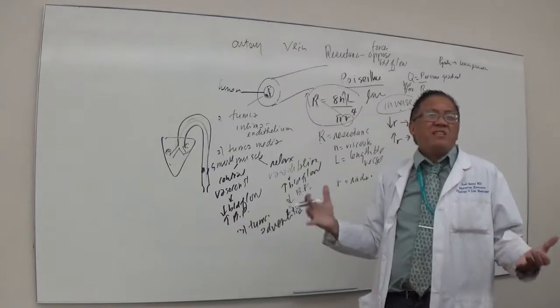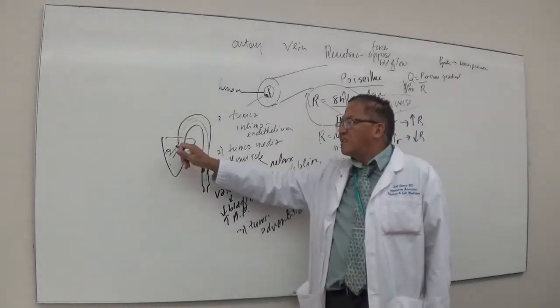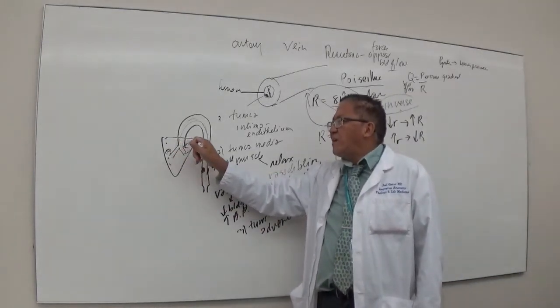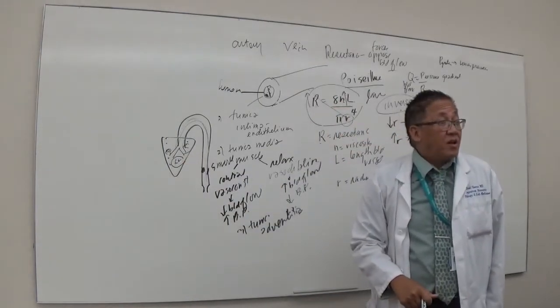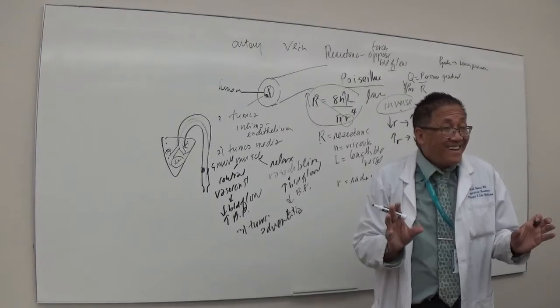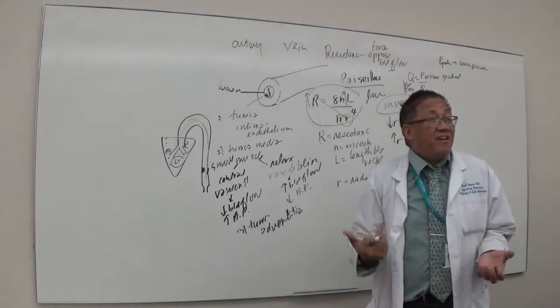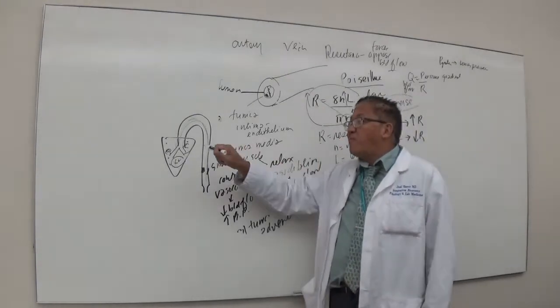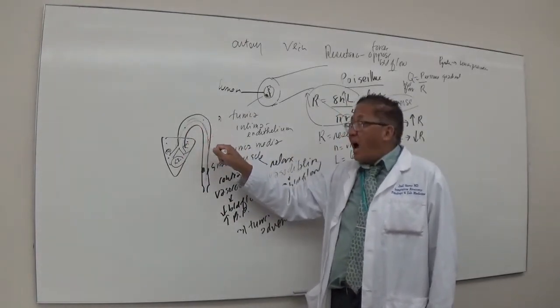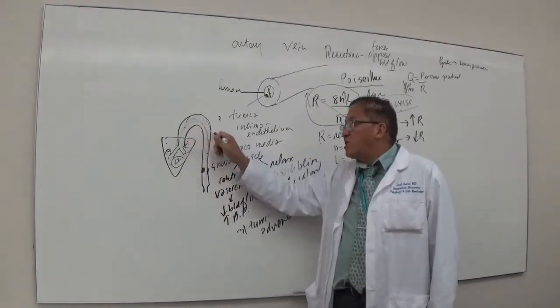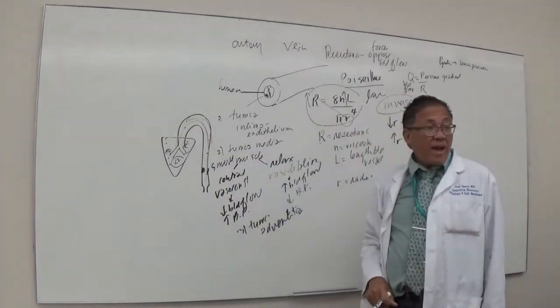Which one has the greatest pressure of all the chambers in the heart? Right atrium, right ventricle, left atrium, or left ventricle? It's the left ventricle. The wall is so thick, it generates the highest pressure because you expect the blood to flow from high pressure to low. From high pressure to low. High pressure to low, that's the reason why it flows this way. It has to be that way.